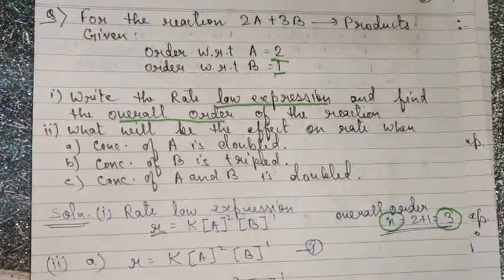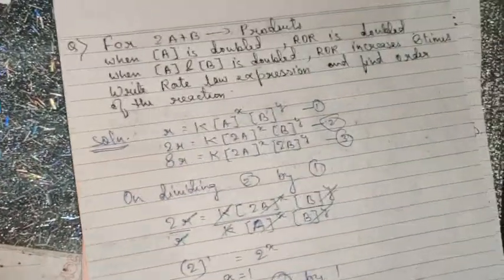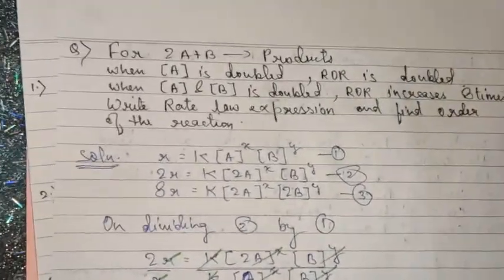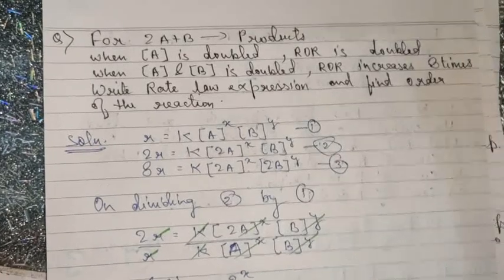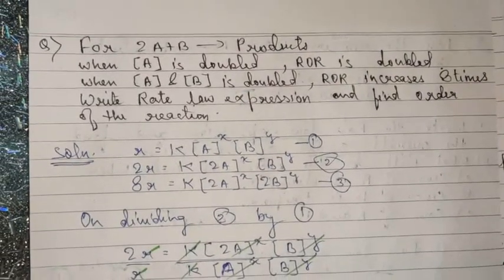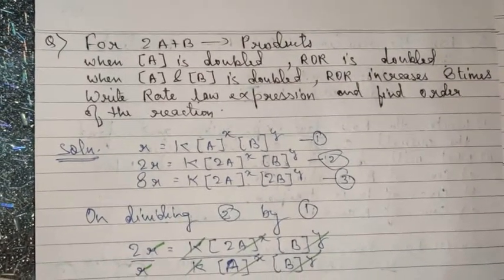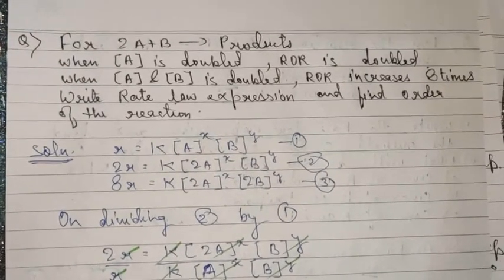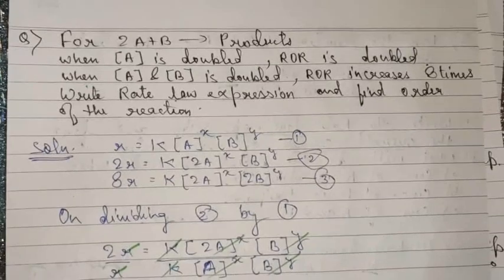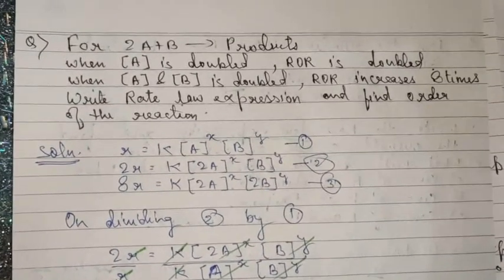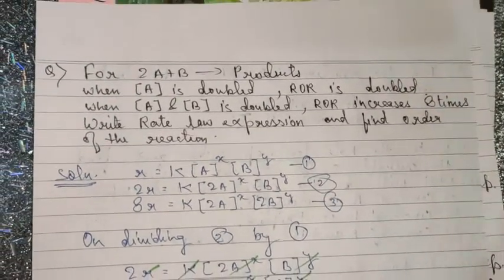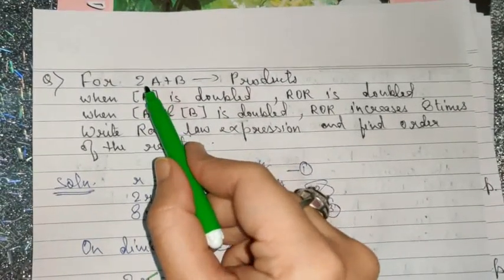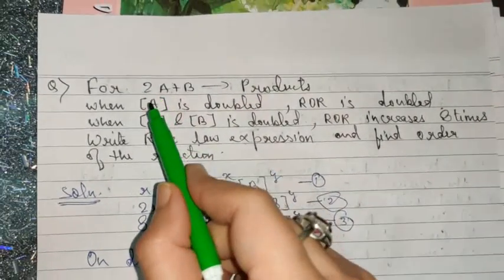Now the second question is written here, but before going through the solution, children, note down the question in your notebook and then pause the video and try to solve the question on your own, and then tally with the solution that I am giving you. First try to understand the question. Again, an elementary reaction is mentioned here. That means a simple reaction is mentioned here.